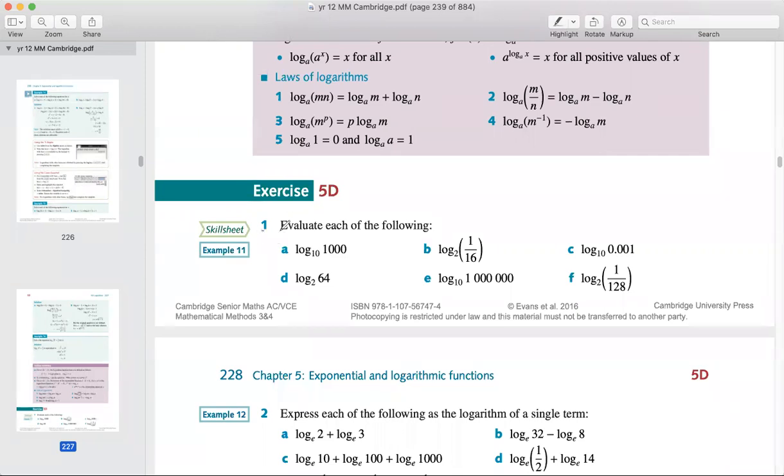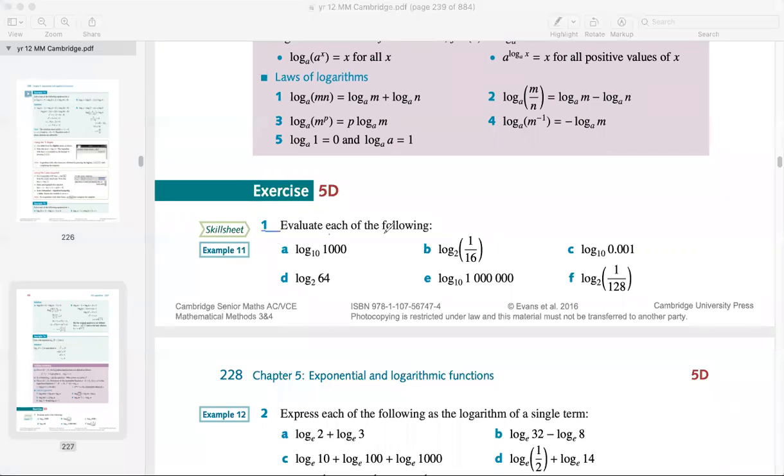So the first question is pretty straightforward. Just evaluate each of the following. The first one is, remember last video we said, okay, the base is 10 and the number we want is 1000. So we ask, what power of 10 gives me 1000? Which means 3. Okay, 10 times 10 is 100, times another 10 is 1000.